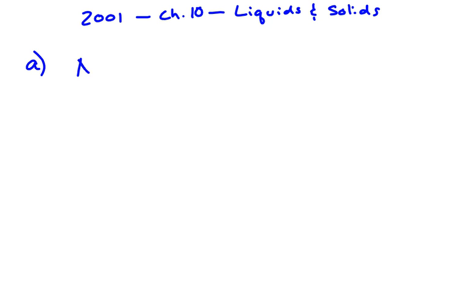So let me lay out each one. So it gives you NH3 and CH4. And it says that this has a higher melting point than that.